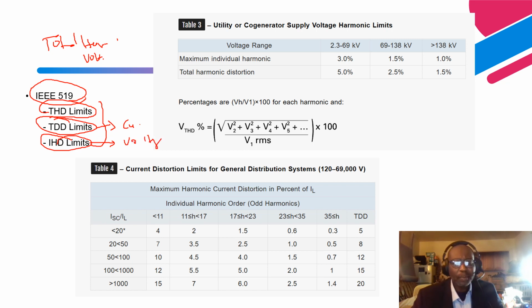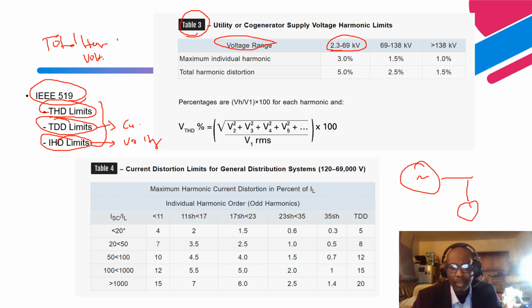Then you can talk about table 3 of the standard, telling you the different harmonic limits based on voltage criteria. So between 2.3 to 69 kV, the voltage range over here, it is telling you the maximum at a point of common coupling, and let me explain what the point of common coupling is. If you have a generation source over here, you can also have another generation source, then this is the grid, the utility. This is the point of common coupling that we are talking about, the interface between the generation source and the transmission grid. This is what they call the point of common coupling.